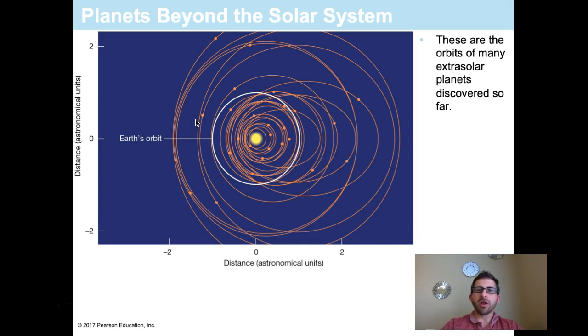So these are a number of different orbits in orange of various different exoplanets that have been discovered compared to Earth's orbit in white.